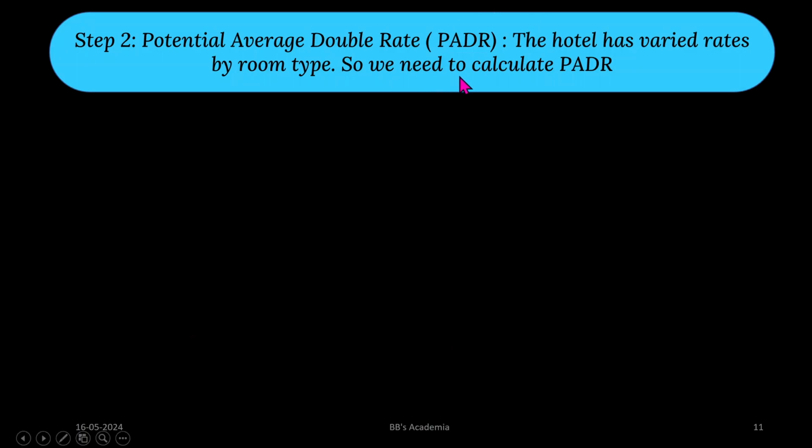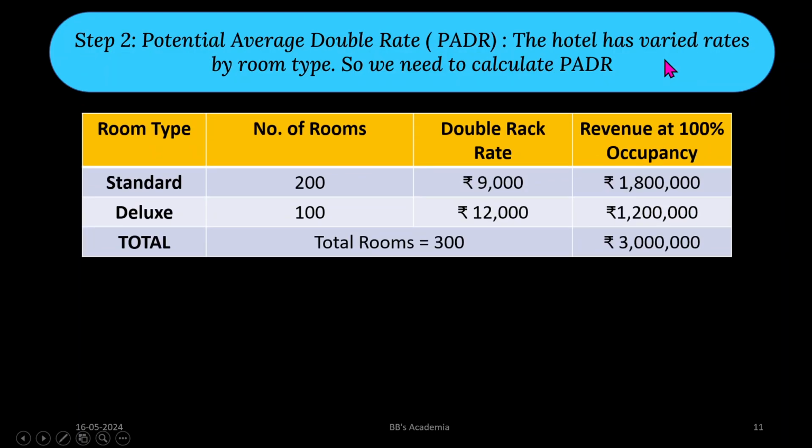Potential average double rate, PADR. The hotel has varied rates by room type, so we need to calculate PADR as well. Now here, same figure, same table rather. For the standard room, number of rooms is 200. For the deluxe, we are having 100 rooms. The double rack rate is 9,000 rupees for the standard room, and the double rack rate is 12,000 rupees for the deluxe room. If you calculate in a similar fashion like the earlier slide, you'll get this total revenue on 100% occupancy against the total rooms, that is 300.